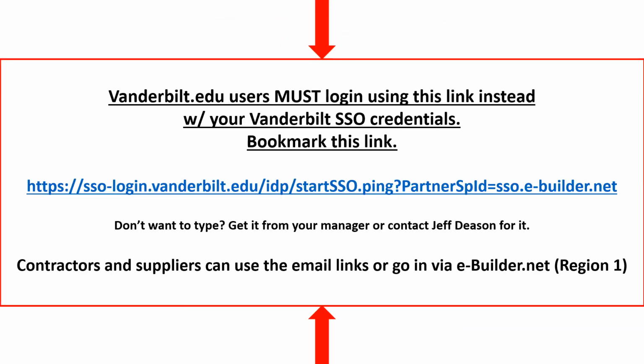Vanderbilt.edu users must log in to Ebuilder using the link provided on screen. Bookmark this link. If you don't want to type it, you can get it from your manager, or you can contact Jeff Deason for it. He's the Ebuilder administrator for Vanderbilt University. His contact information will be provided in the last slide of this video. Contractors and suppliers, again, can use the email links that are provided, or they can just log into ebuilder.net. You're in region 1, they need to go in via that route.